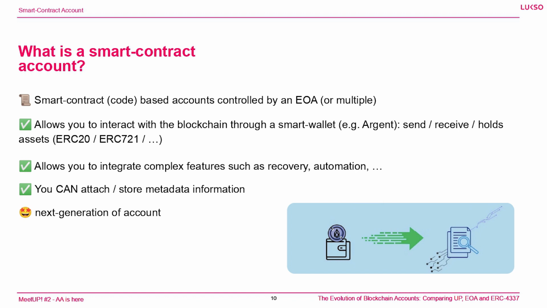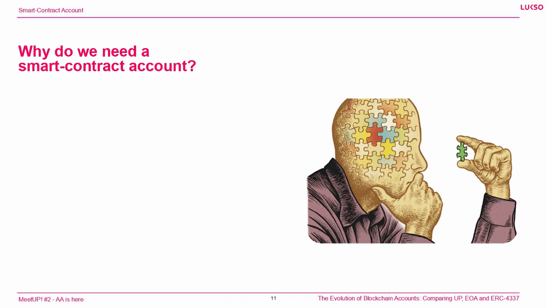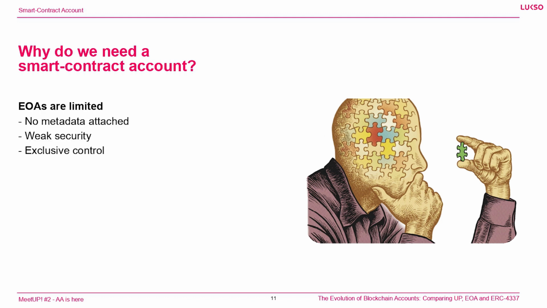But it begs the question, why do we need those kinds of accounts? Well, in the world of EOA, we are very limited. You saw that you have no metadata attached whatsoever. You cannot have a profile picture, background, your history, your information related to, I don't know, your identity, for example. It has weak security. On the EOA, if you lose your private key, you lose everything. And there is just one type of control. You have the ownership of the private key, you are the full owner of the wallet, of the account.